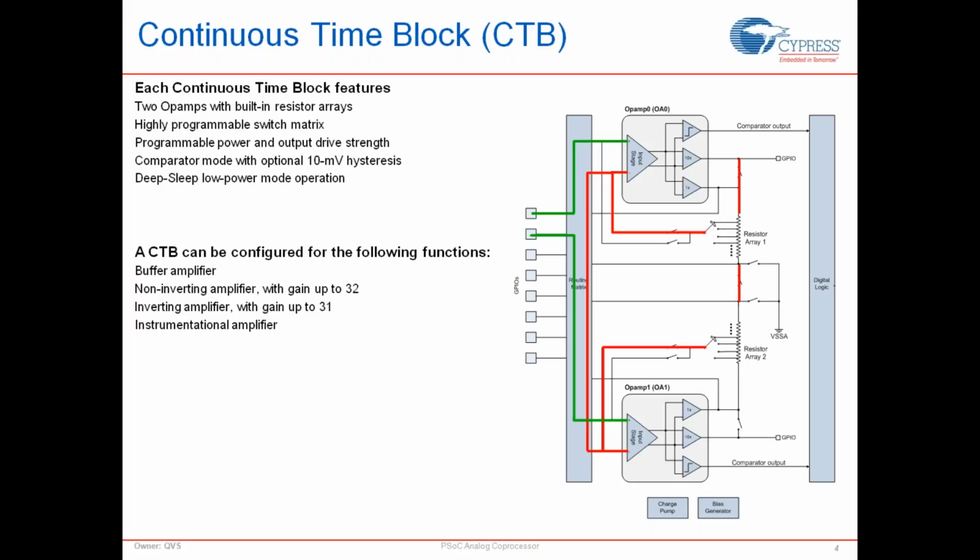Now, you also have an internal switch that lets you feed the output back into the inverting input of the op-amp, which effectively makes it a follower, which is the buffer amplifier. So you can use this to buffer signals inside the device.